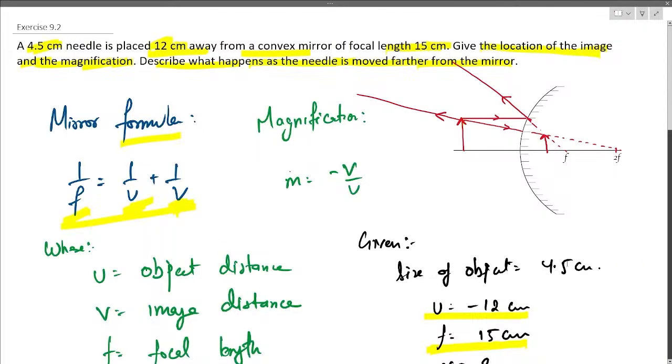Now let's revisit the ray diagram. Here we have taken two rays from the top of the needle. One would be along the center of curvature, so it will retrace its incident path, and the other parallel to the principal axis, so it will reflect along the focus of the convex mirror, and if we retrace it behind the mirror, we will get a virtual image. So the nature of the image is virtual.